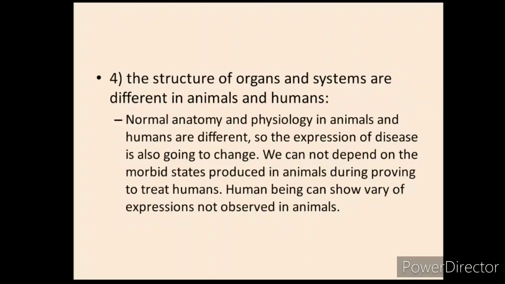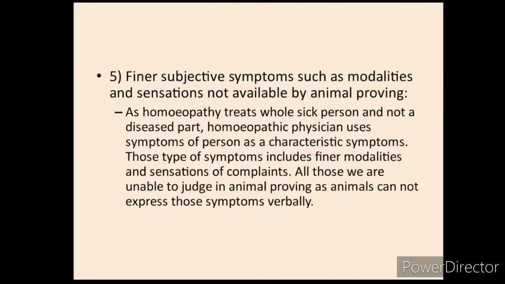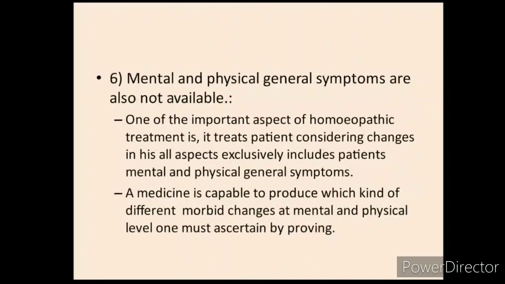The fourth disadvantage is the structure of organs and systems are different in animals and humans. So again, we are not going to get the right data on physiological action of a particular medicine. The fifth disadvantage is the finer subjective symptoms such as modalities and sensations not available by animal proving. Also, mental and physical general symptoms are also not available in animal proving.